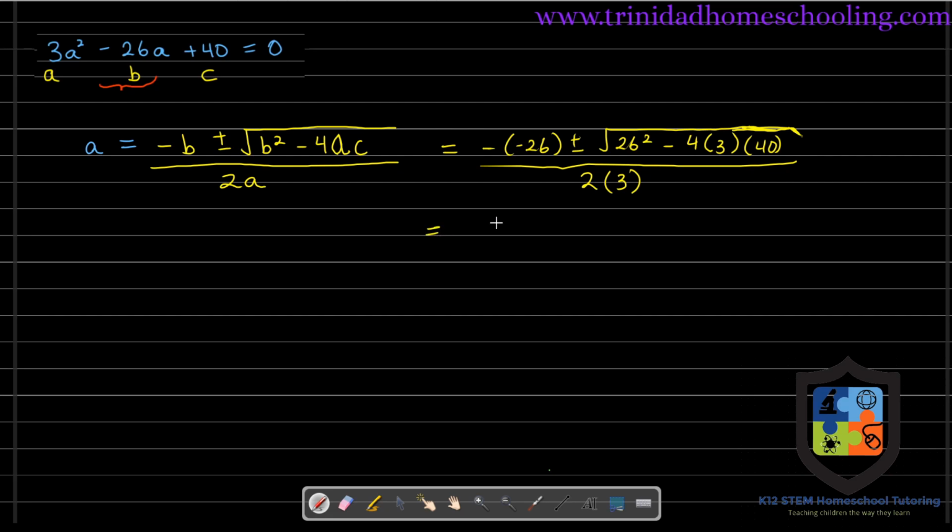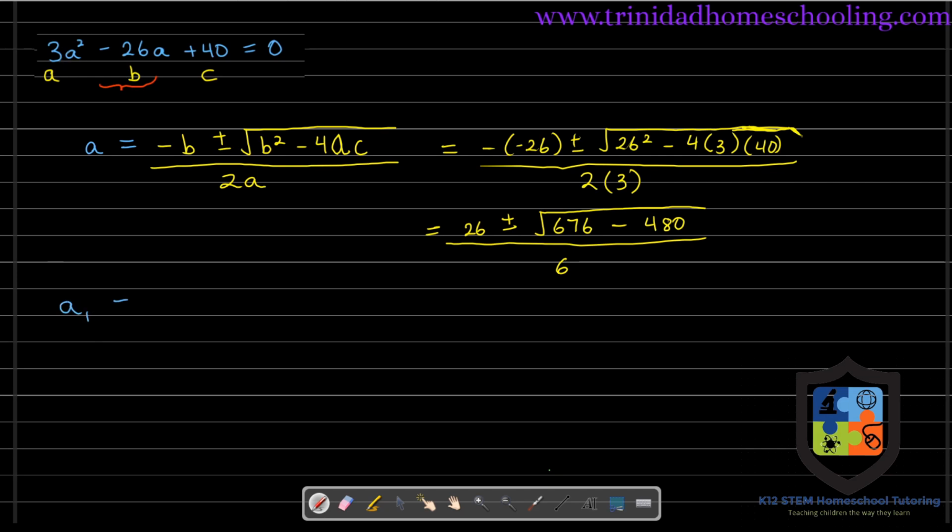So minus 26 here becomes positive 26, so I'll just write 26 plus or minus. 26 squared here should give me 676. 4 multiplied by 3 multiplied by 40 should give me 480. And all that is over 2 multiplied by 3, which is 6. Let's take off some of this. So we will have two values for a. Remember, all this is equal to a, which is the blue a, so I'm going to put back the a.